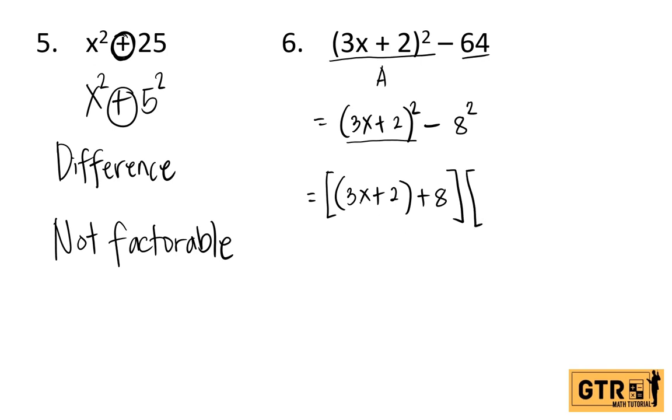Okay? So tapos tsaka natin i-simplify. Okay? So tapos ito yung a natin. So ito yung first term natin ha. First term plus, yan, yung square root nitong 64. So yun na nga yung 8. And then itong kabila naman, ito yung minus. So 3x plus 2 minus 8.